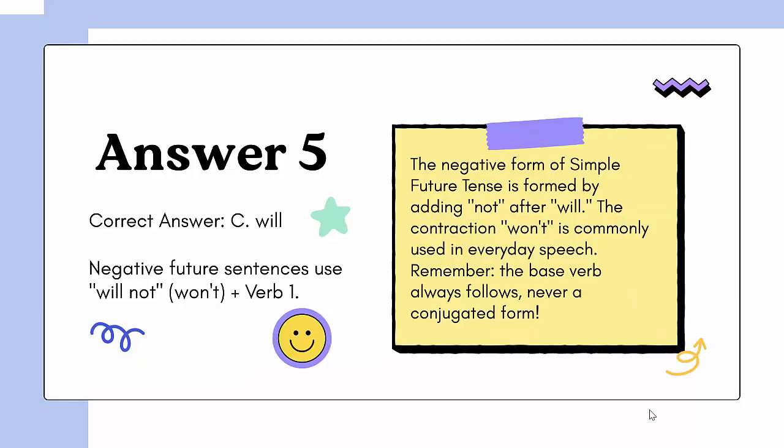The answer is C. Will. Negative future sentences use will not or won't plus verb 1. Explanation: the negative form of simple future tense is formed by adding not after will. The contraction won't is commonly used in everyday speech. Remember, the base verb always follows the contracted form.